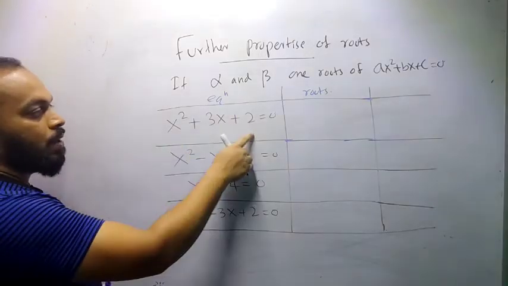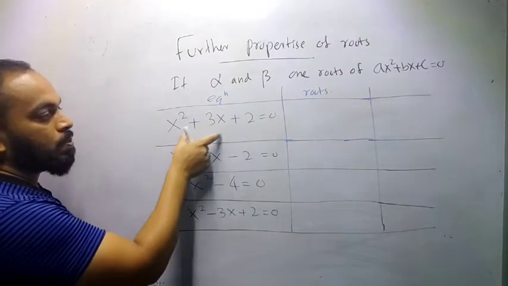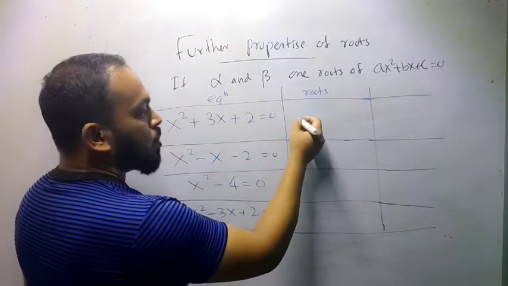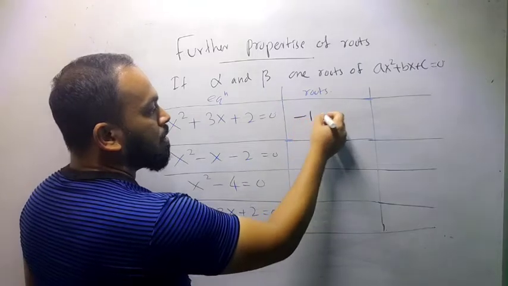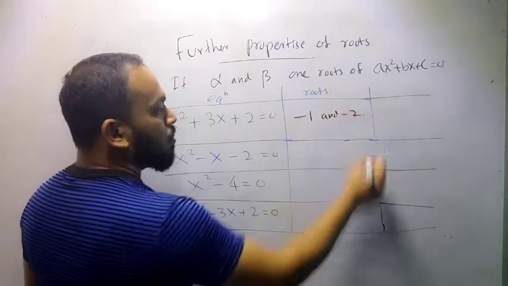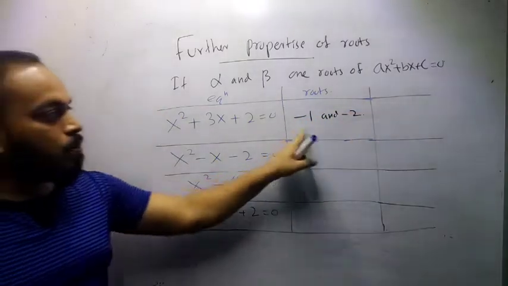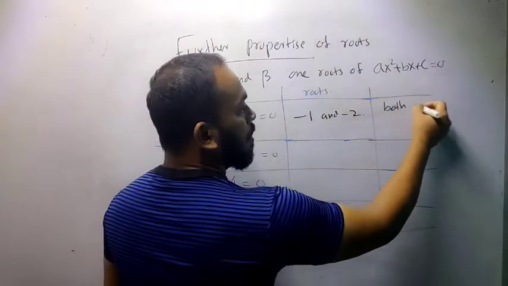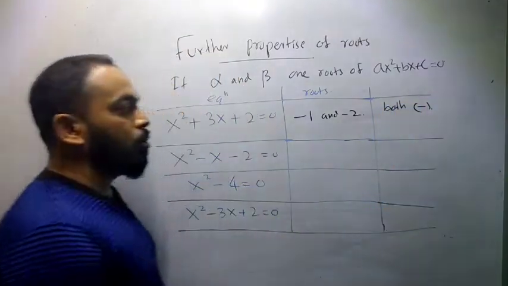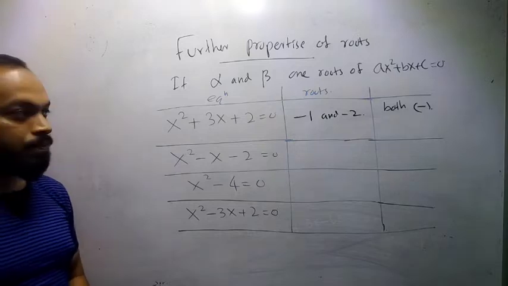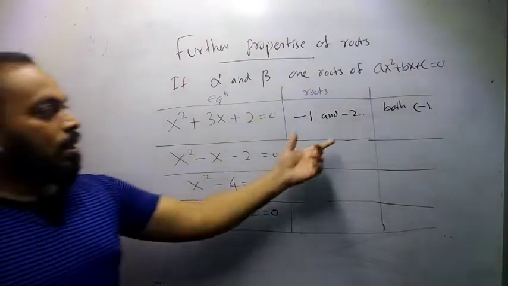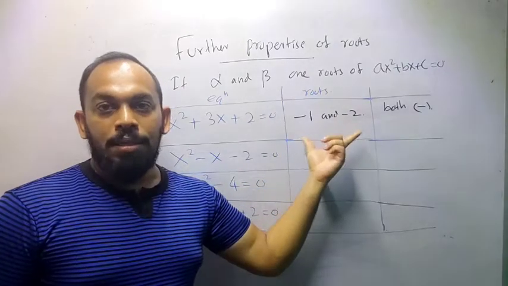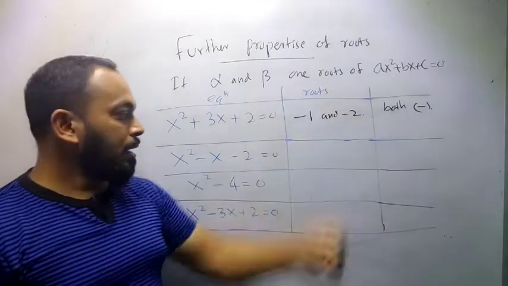If we find the roots, we can factorize this into x plus 2 into x plus 1. So our roots would be minus 1 and minus 2. You can see in this case both roots are negative, distinct and real. Both roots are negative.